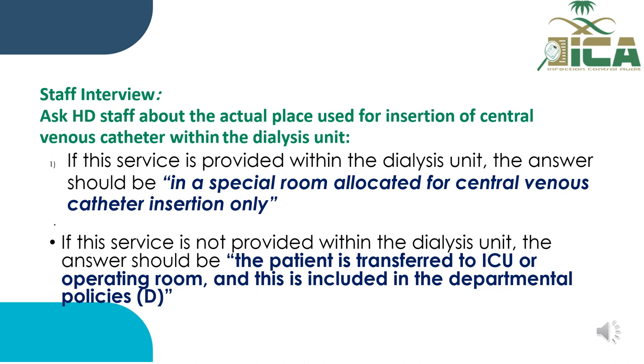Staff interview. Ask hemodialysis staff about the actual place used for insertion of central venous catheters within the dialysis unit. If the service is provided within the dialysis unit, the answer should be a special room allocated for central venous catheter insertion only. But if the service is not provided within the dialysis unit, the answer should be that the patient is transferred to ICU or operation room, and this is included in the department policy by document.